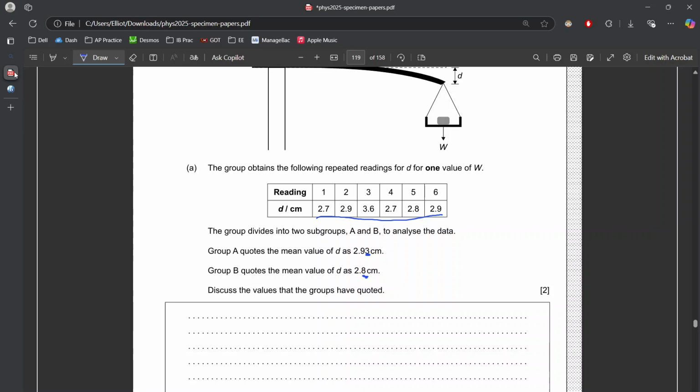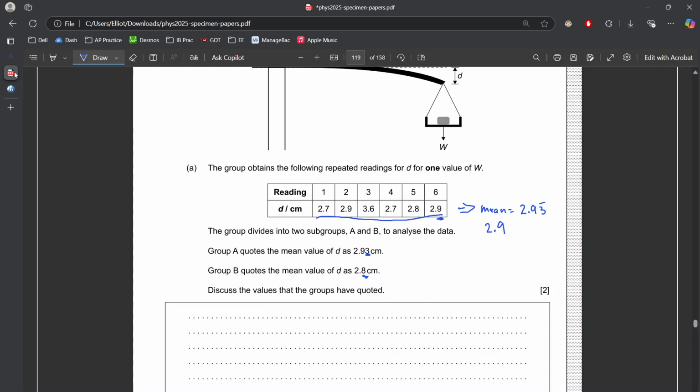So I'm just going to do 2.7 plus 2.9 plus 3.6 plus 2.7 plus 2.8 plus 2.9, all that divided by 6. This gives me 2.93, so the mean equals 2.93 repeating. If I were to write this, I'd write the mean as 2.9 because it's only precise to one decimal place.